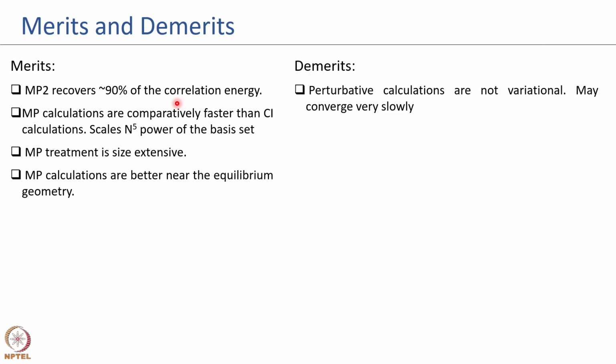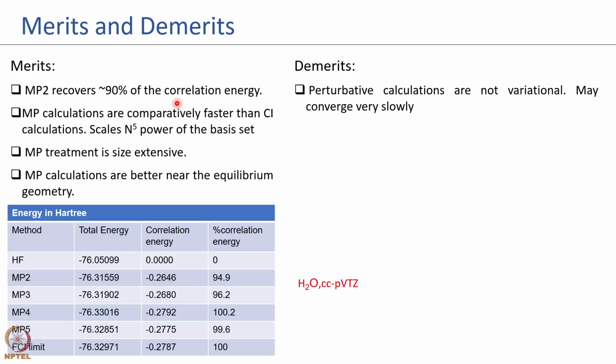Demerits: the first thing is that perturbation calculations are not variational. So, I have no way to predict whether it will go below the exact energy or stay above the exact energy. If you look at this table, this is H2O calculated with the cc-pVTZ basis set, and this is my Hartree-Fock energy. I am doing the perturbational treatment at second order, third order, fourth order, fifth order, and I have the full CI limit number.